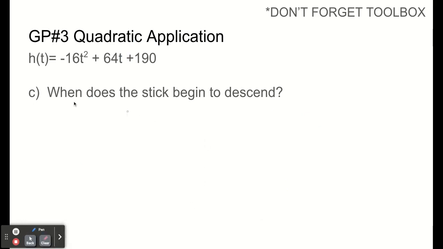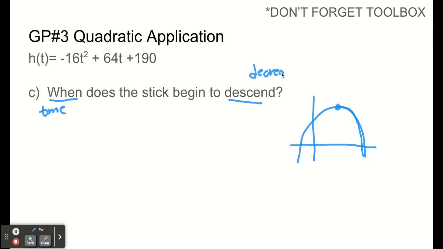Okay, next one. When does the stick begin to descend? So that when is going to be time. When does the stick begin to descend? So we hit our max and then our graph begins to descend or decrease. So again, we're looking for time, which is the x value, right? Our x-axis represents time. So when does the stick begin to descend?